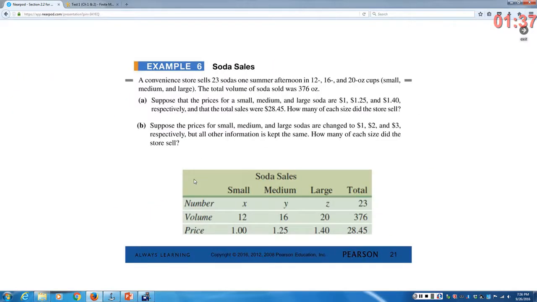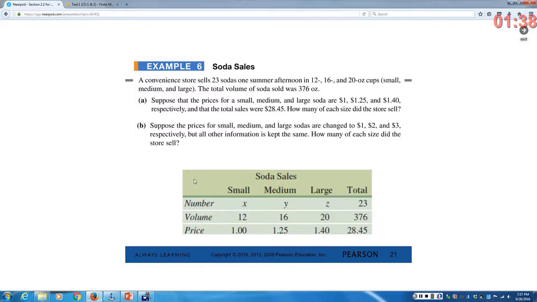Okay. Example 6, soda sales. A convenience store sells 23 sodas one afternoon in 12, 16, and 20 ounce cups, and the total volume of soda they sold was 376 ounces. Suppose the prices for a small, medium, and large are $1, $1.25, and $1.40, and the total sales were $28.45. So the number of sodas is going to be the x's plus the y's plus the z's equals 23.